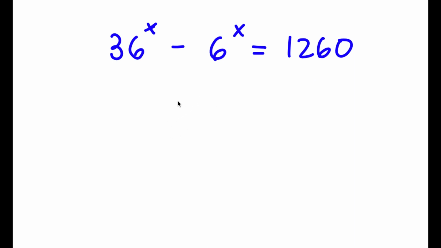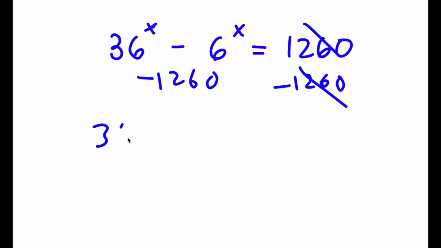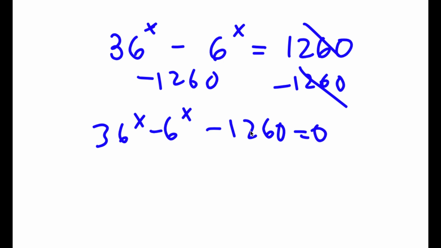Alright, so in this problem I have 36 to the power of x minus 6 to the power of x is equal to 1,260. So I'm going to first start by subtracting 1,260 on both sides. So then these two cancel out, and I have 36 to the power of x minus 6 to the power of x minus 1,260 is equal to 0.